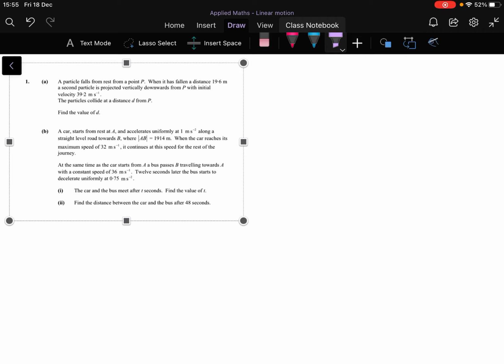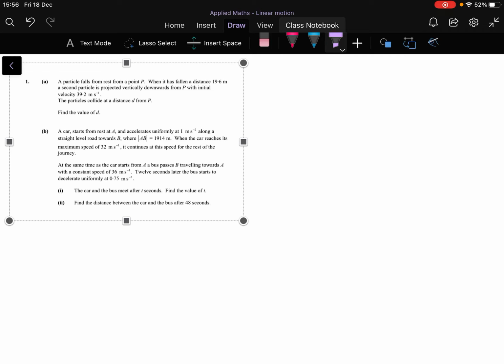When the car reaches its maximum speed of 32 meters per second, it continues at that speed for the rest of the journey. At the same time as the car starts from A, a bus passes B, travelling towards A with a constant speed of 36 meters per second. 12 seconds later, the bus starts to decelerate uniformly. The car and the bus meet after t seconds. Find the value of t. Find the distance between the car and the bus after 48 seconds.